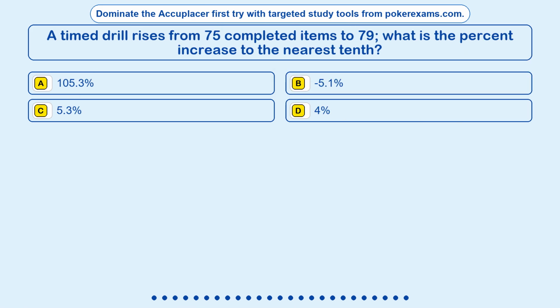Question 4. A timed drill rises from 75 completed items to 79. What is the percent increase to the nearest tenth? Option A, 105.3%. Option B, -5.1%. Option C, 5.3%. Option D, 4%.